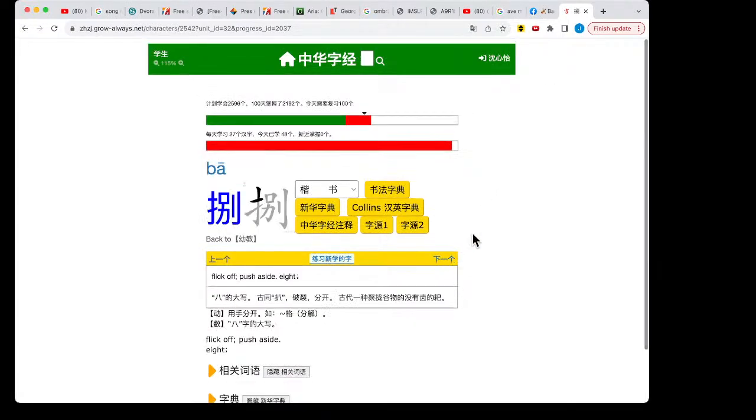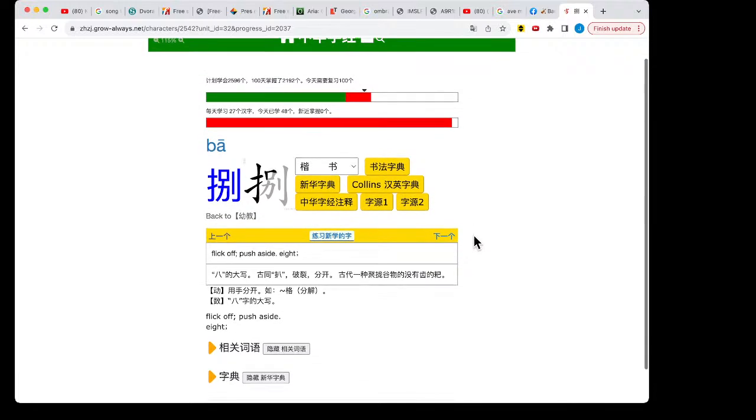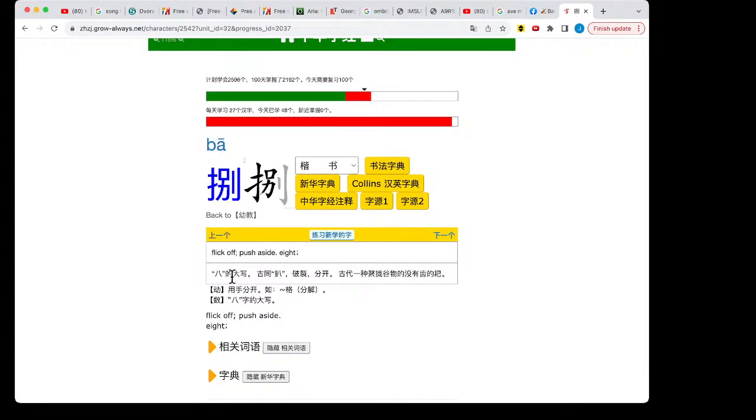Next one, ba. Okay, so ba again. Nowadays this is only used when writing checks for 8. But in the old days, it also had the same meaning as this one, which is the ba, which means that you break something open. Okay, means break something open.